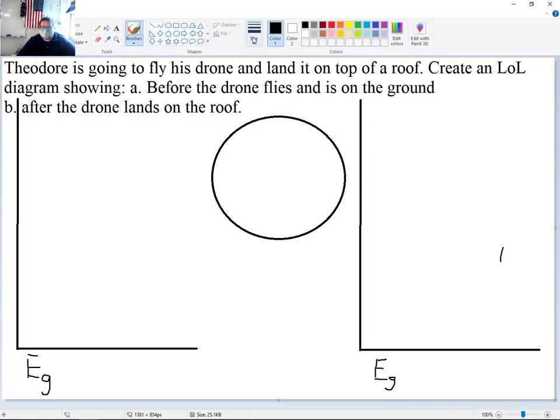Okay, what else? Well, the way I would think about this is, if the drone's going to get on top of the roof, where's the energy for the drone right now? Well, you probably know it's electrical energy. It's powered by batteries. You have to charge them, that sort of thing. So again, you should know these symbols. If you don't, you need to go back and study. Electrical energy is E sub E.